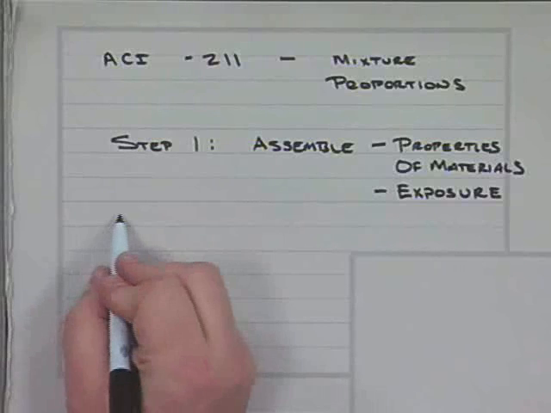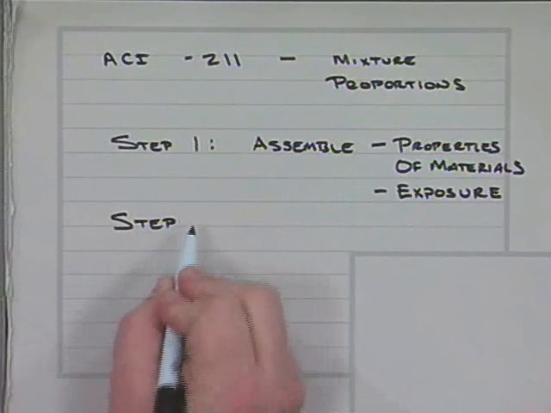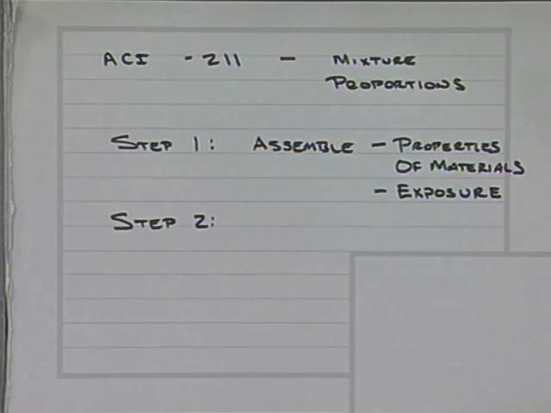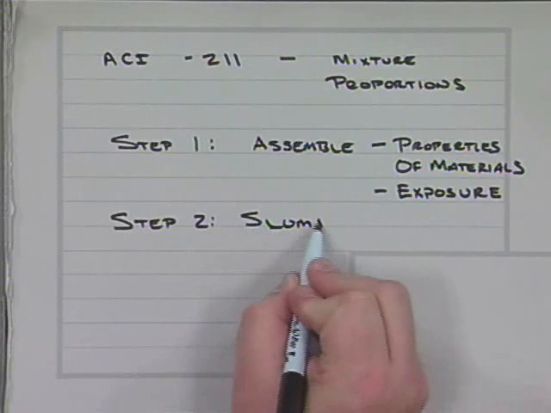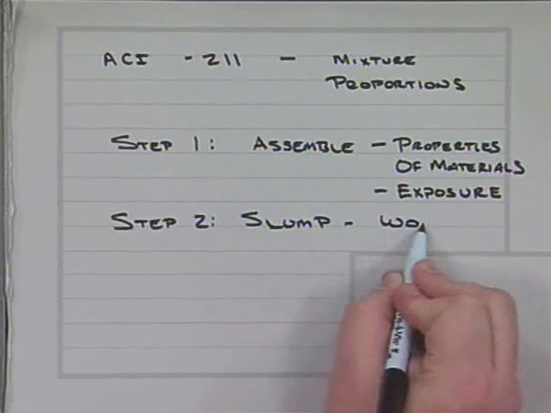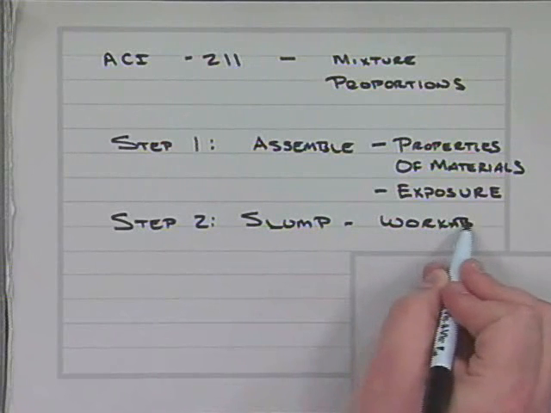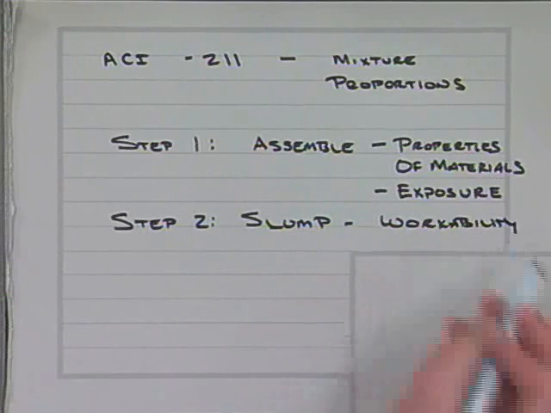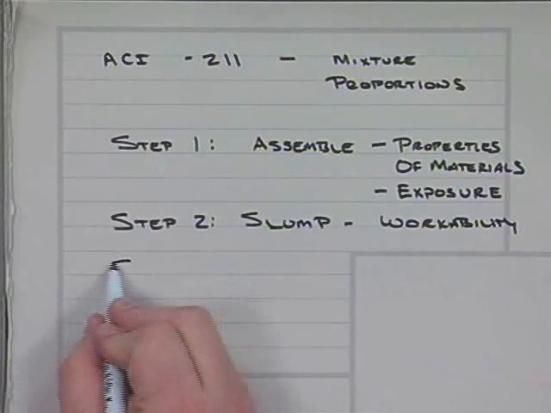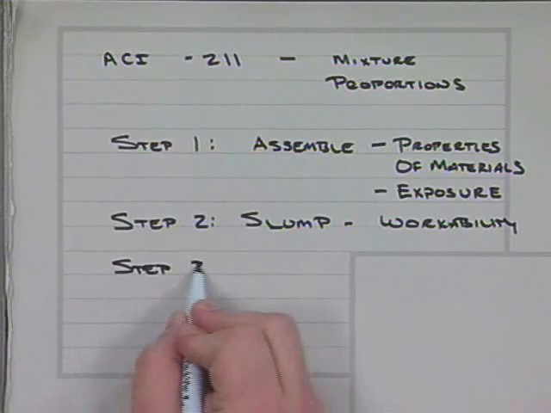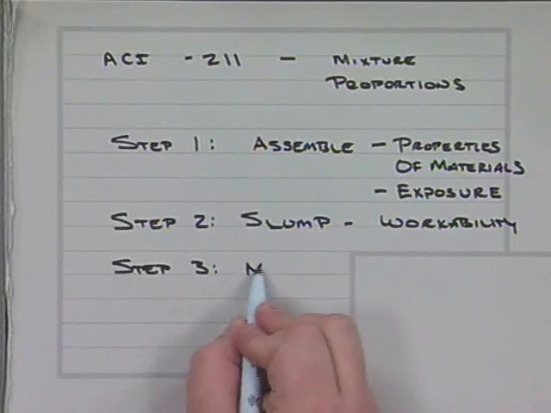So those are the types of things we're going to be looking at. The second step in the process was to determine what? Slump or workability. Now, we will talk a little bit more, but slump is sort of an indirect measure of workability. And that's what we're going to be doing in the second step. And we're going to try to get an idea of how workable we can make the concrete so that it can be placed repeatably.